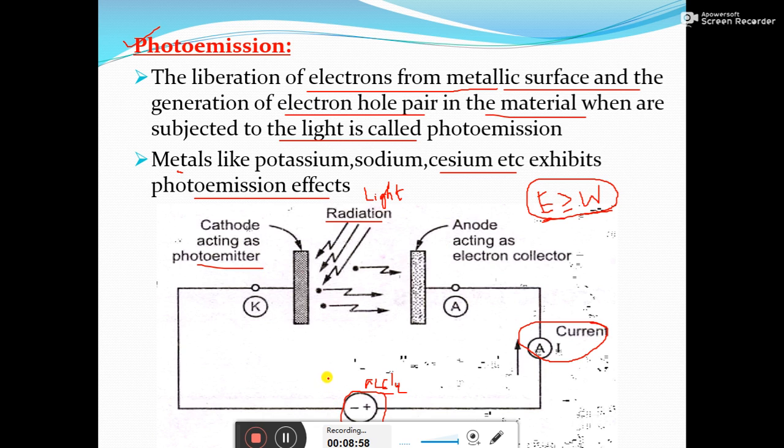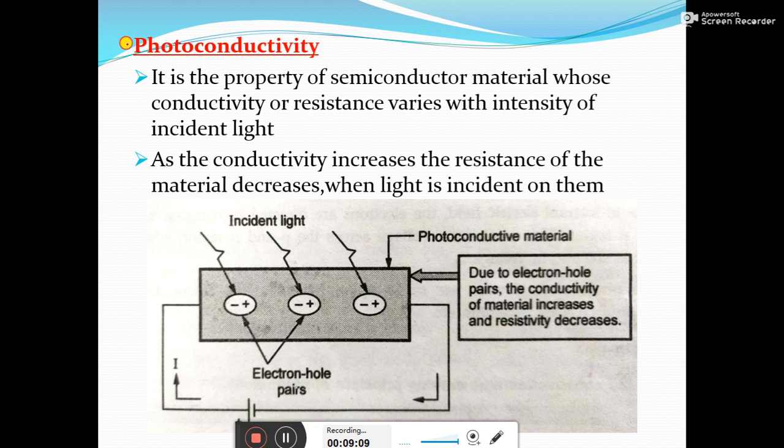The phototubes and the photomultipliers work on this principle; they are a class of light sensors. The next working principle is photoconductivity. The light sensors which work on the principle of photoconductivity are photoresistors, phototransistors, and photodiodes. Photoconductivity is a property of a semiconductor material whose conductivity or resistance varies with the intensity of the incident light.